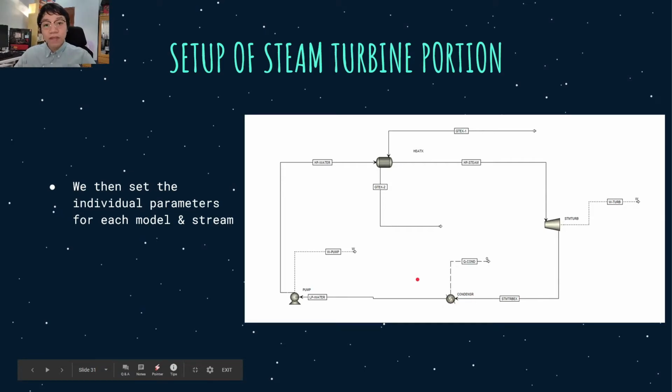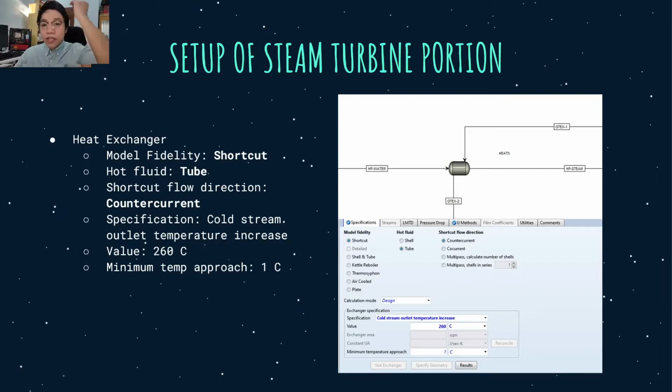We now set the individual parameters for each model and stream. For our heat exchanger, our model fidelity is going to be shortcut. This is going to make our calculations and our simulation a little bit faster and easier for us. The hot fluid should be at the tube. The flow direction should be countercurrent.